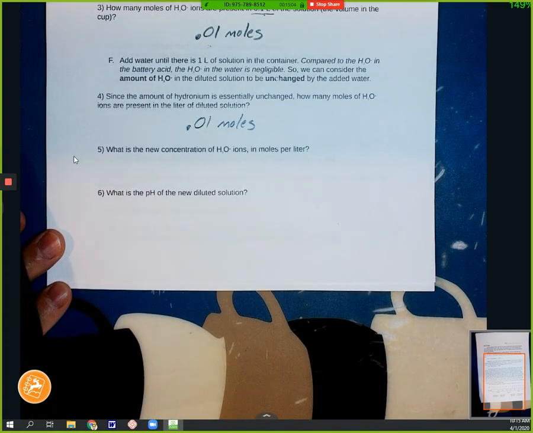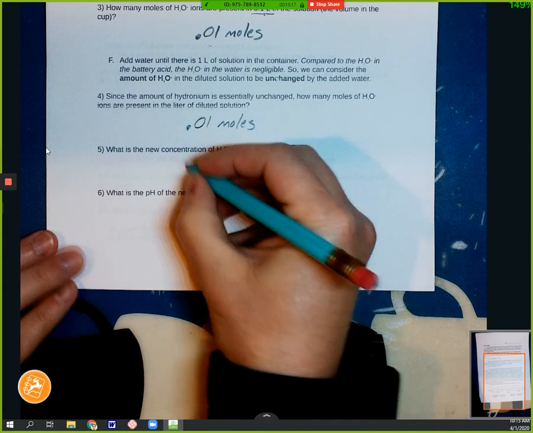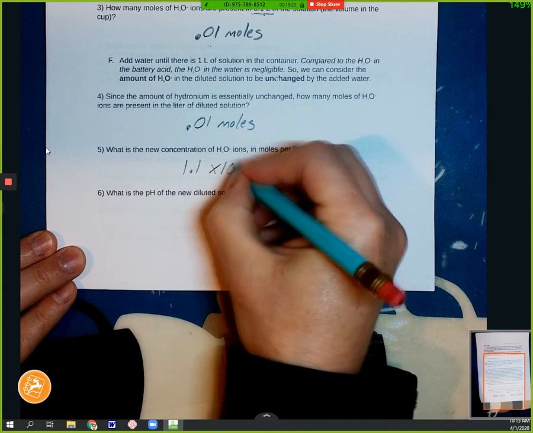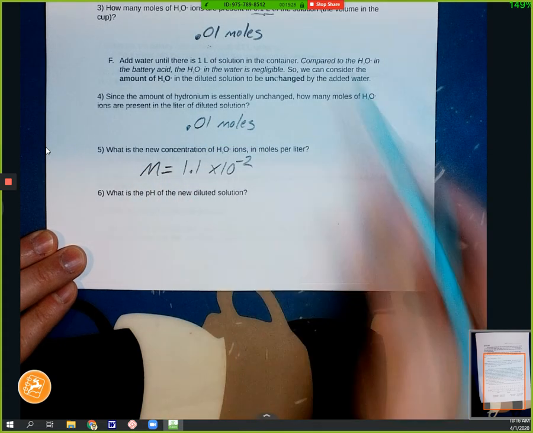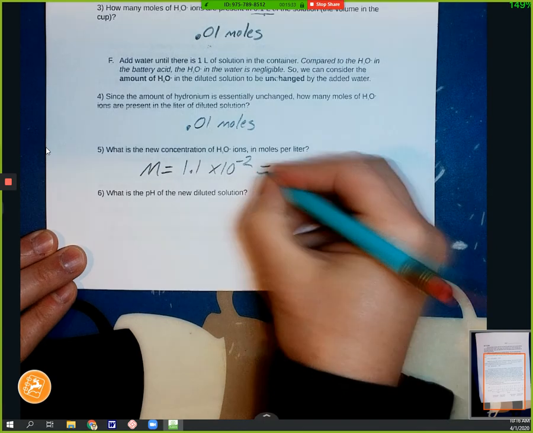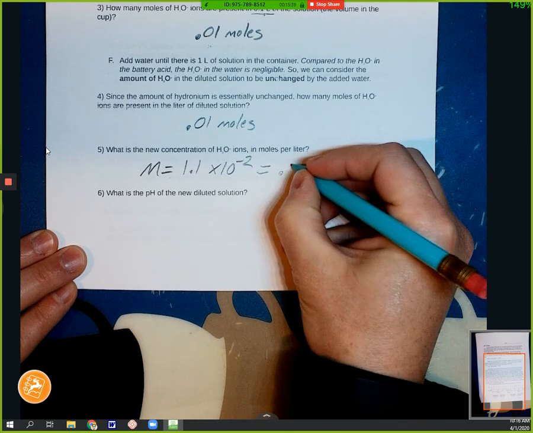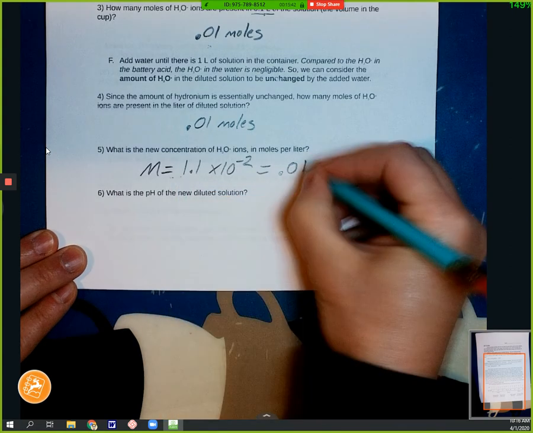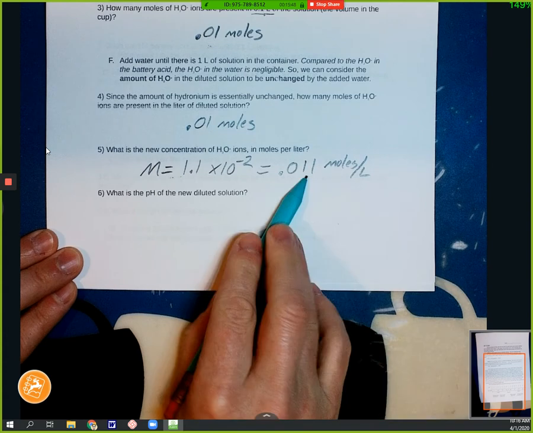Let's go take a look at our lab and see what that says. It says that our new concentration in moles per liter is 1.1 times 10 to the negative 2. So I'm going to record that here on my paper. It doesn't say to do this, but I'm going to go ahead and change it to decimal form just because. So if it's times 10 to the negative 2, that means that I'm moving the decimal twice, so it's going to be 0.011 moles per liter, which is almost exactly what we have right here.